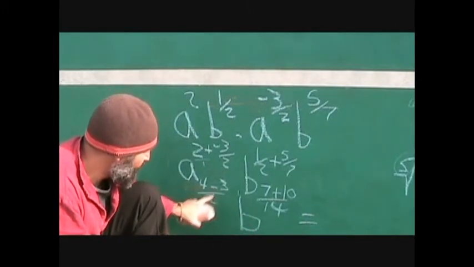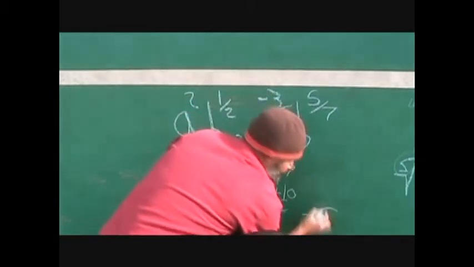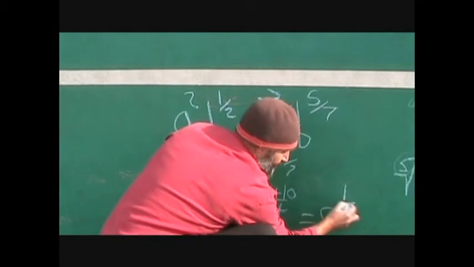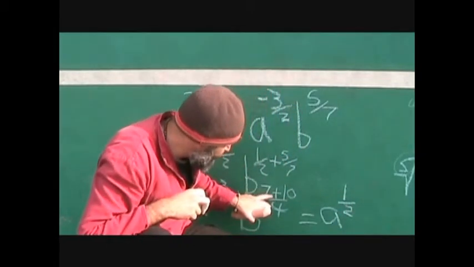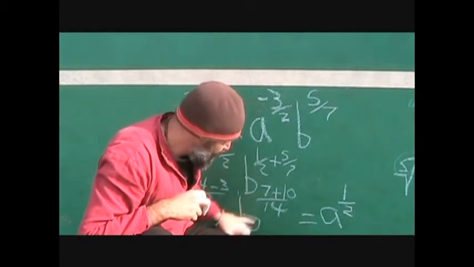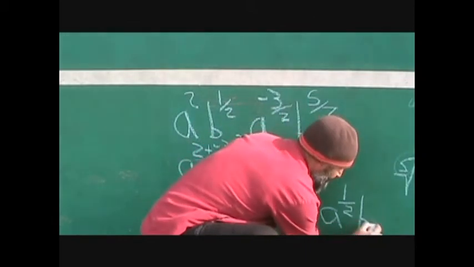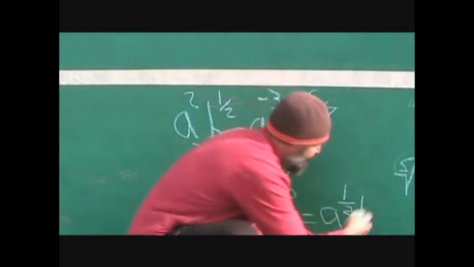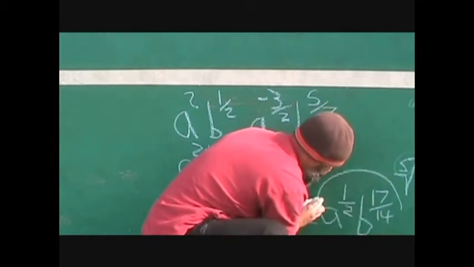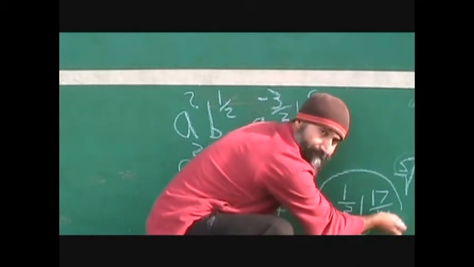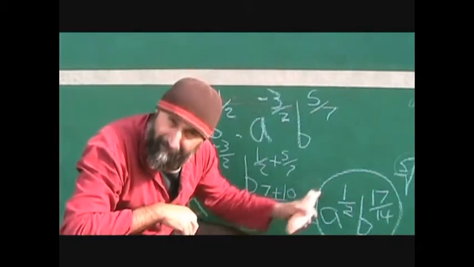4 minus 3 is 1, so this becomes a to the power of a half. And for the b, 7 plus 10 is 17, so it's b to the power of 17 over 14. Cool. Does that make sense? Hopefully.